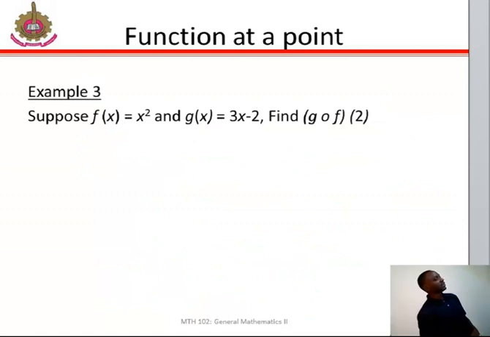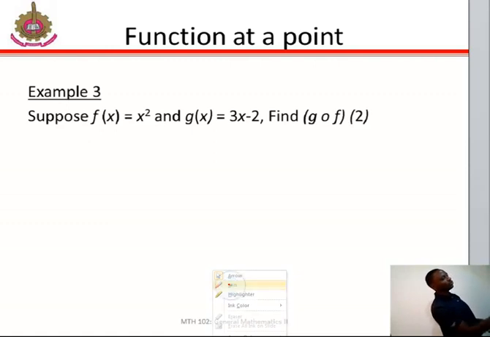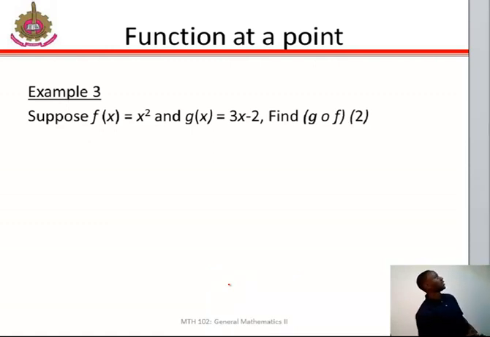Then the example we just finished is for function of a function. The example we are going to treat now is for function at a point. What do we mean when we say function at a point? That means we are considering the particular expression at a particular point. Now let's solve this example so that you can understand it better. Let's suppose f of x equals x squared and g of x equals 3x minus 2. Find g compose f of 2.